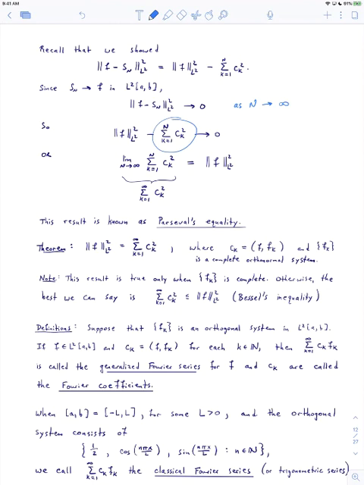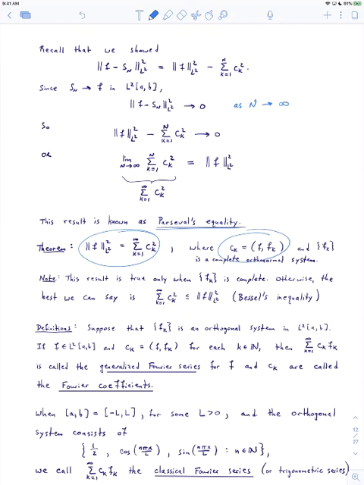But we know that this series converges to the sum of k equals 1 to infinity of ck squared. So if we know that this difference goes to 0, and we know that this sum converges, we know that sum converges to the norm of f, quantity squared. This is a result which is known as Parseval's equality, or Parseval's identity. The statement is simply that the L2 norm quantity squared of f is equal to the sum, k equals 1 to infinity of ck squared, where the ck's are given in this way.